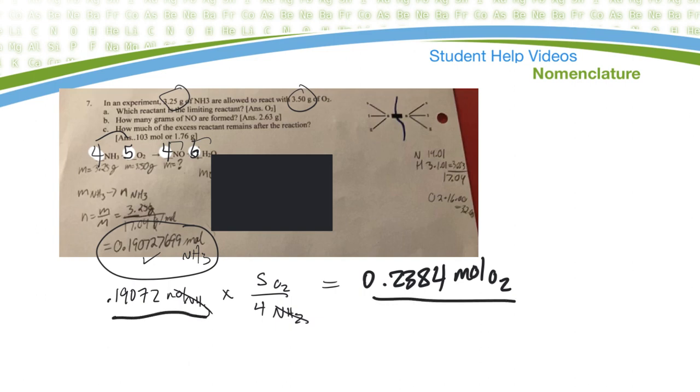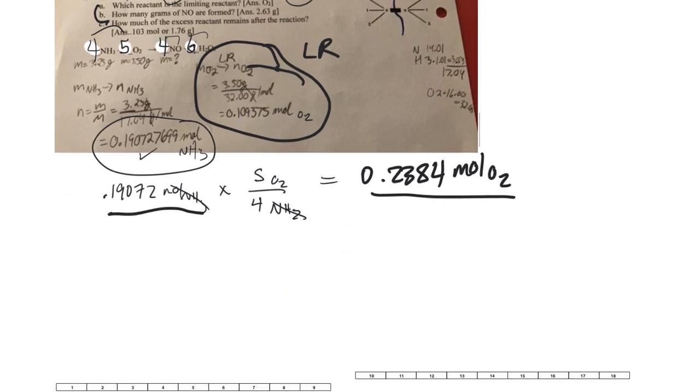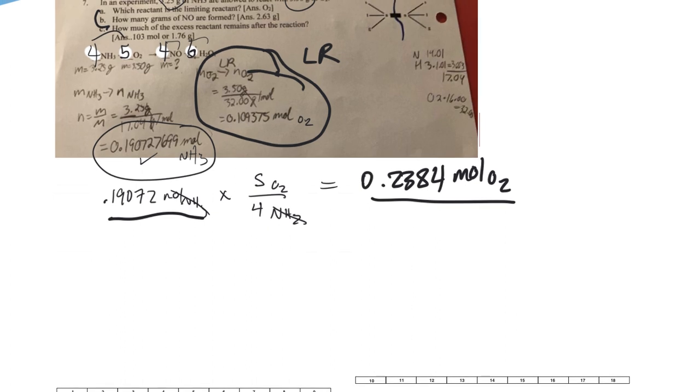Now let's just look to see how much oxygen I have. I only have 0.109 moles of oxygen, meaning that this oxygen is my limiting reactant. Okay, so now I can sort of forget about the ammonia. Okay, now let's do some more math here. So I've established that oxygen is my limiting reactant.